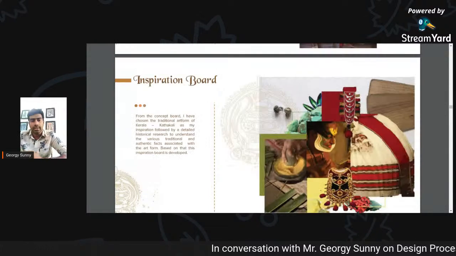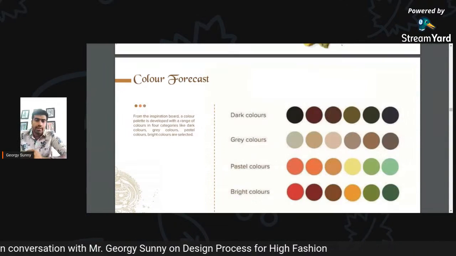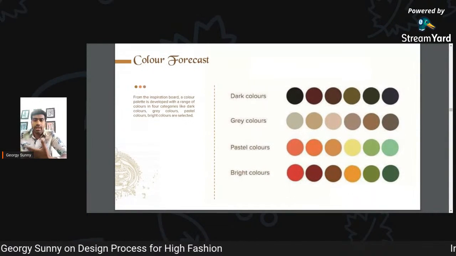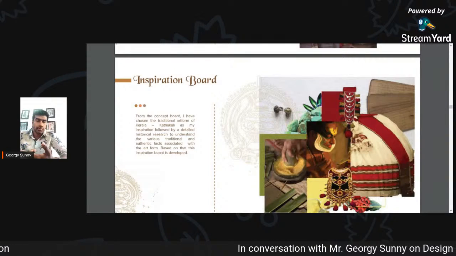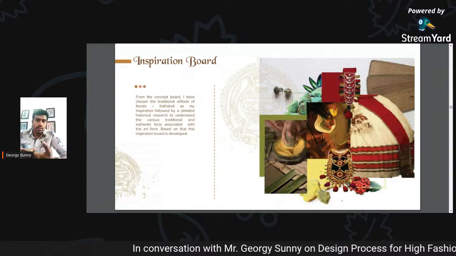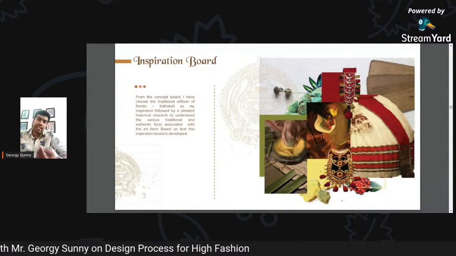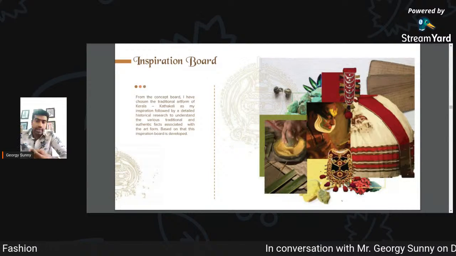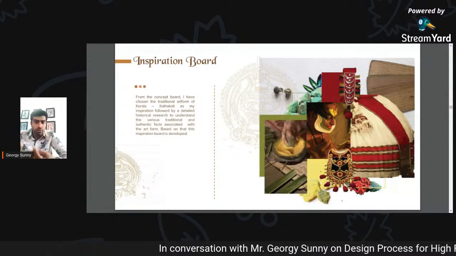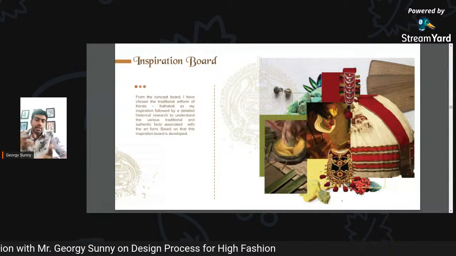Okay, let's move to the next slide. Oh, this is again the inspiration board. Can you go back to the previous one, please? In this, you can see she has taken inspiration from the coloring technique, how natural colors were used, and even the script writing technique.